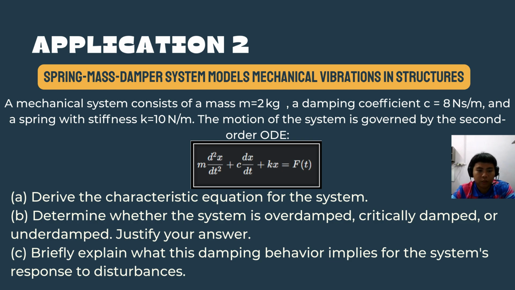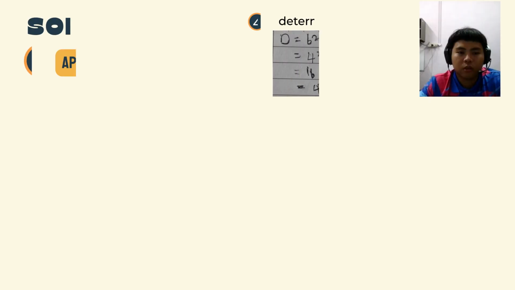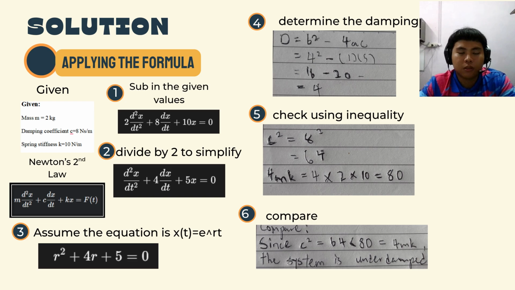And the second question, determine whether the system is overdamped, critically damped, or underdamped. Justify your answer. And C, which is the third one, briefly explain what this damping behavior implies for the system's response to disturbance. So here's the solution.